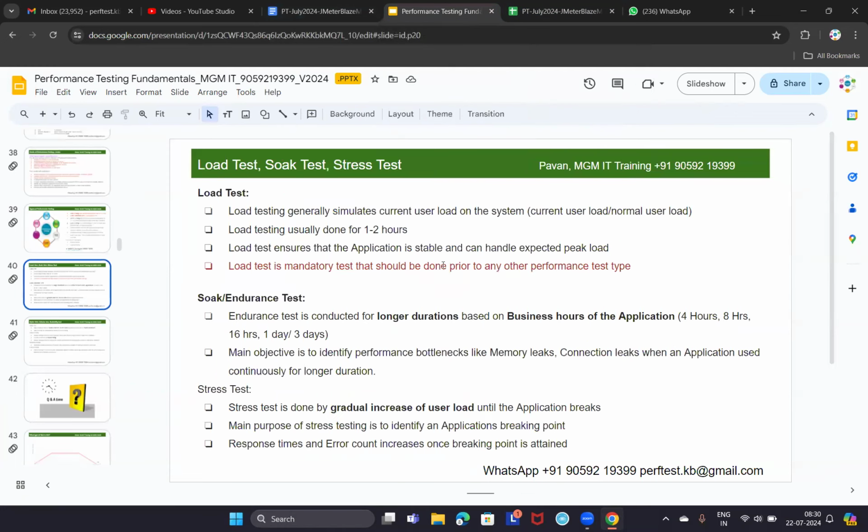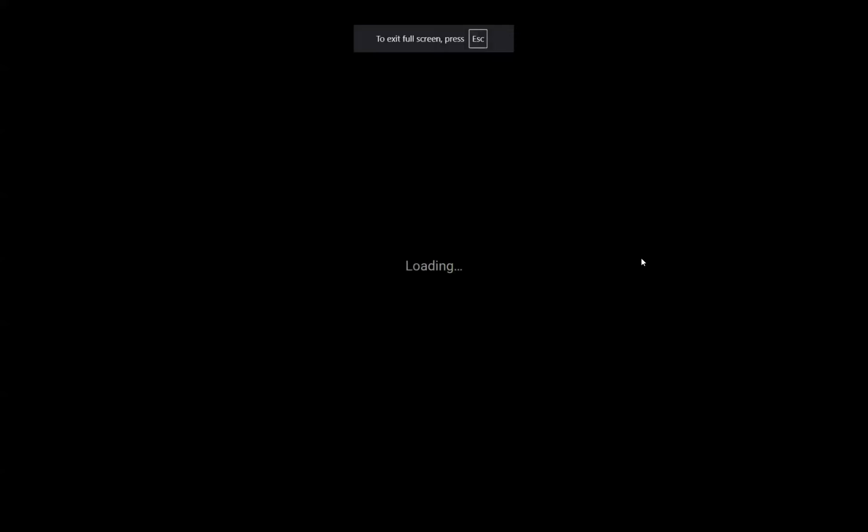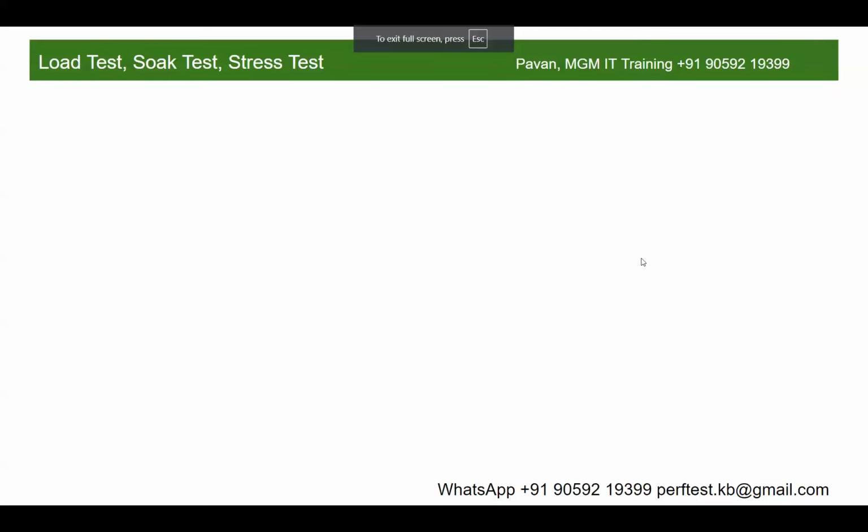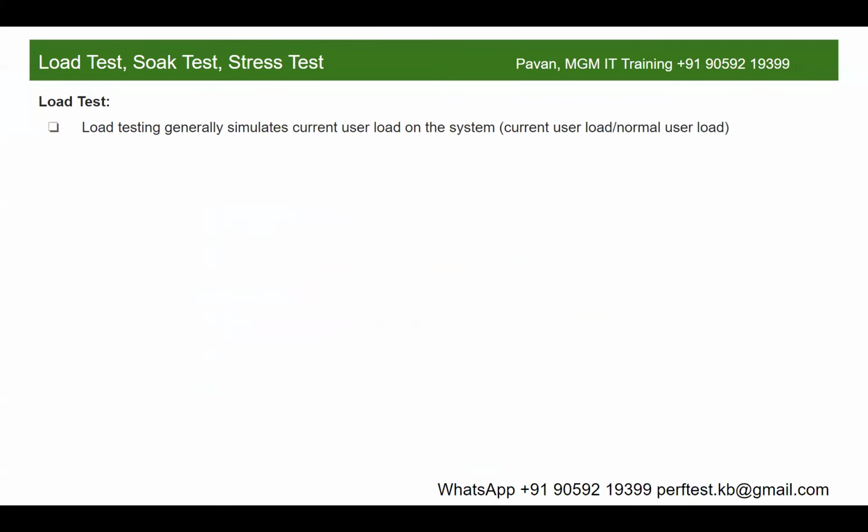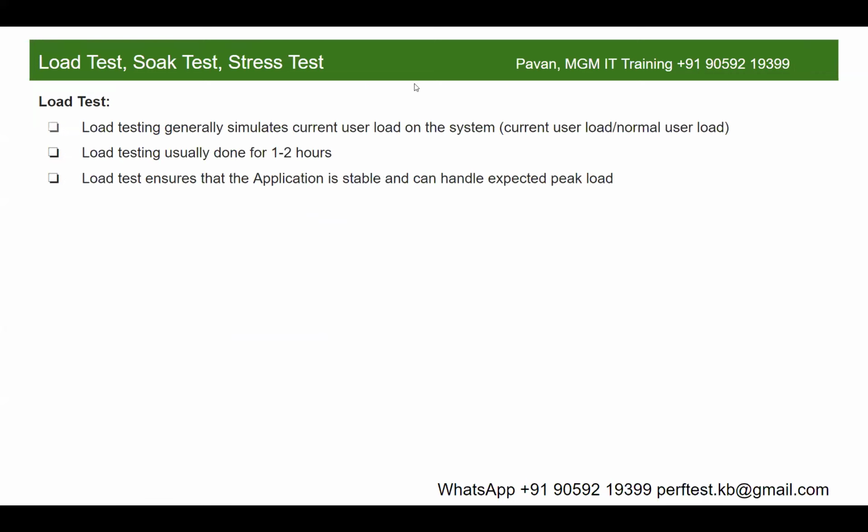All right. So first let us discuss load testing. I'll go to slideshow mode and let us discuss one by one. What is load testing? Load testing is the first and foremost type of testing that will be done. Usually it simulates the current or normal user load on the system, right? And it is usually done for 1 to 2 hours. And what is the purpose of load testing? Load testing ensures that the application is stable and can handle expected peak load.